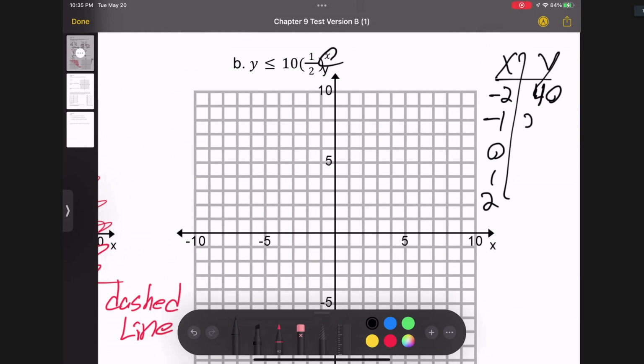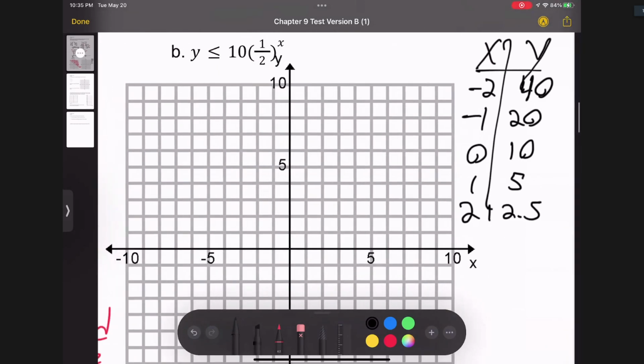If I plug in -1, I'll get 20. Then if I plug in 0, it should be 10, which is the starting value, so that should make sense. If I plug in 1, I should get a 5 right there. This will be 2.5, and there are your 5 points. We can't graph the other points, so we're just going to have to use 3 points. It's not going to be 100% accurate, but it's going to be something along the lines like this. I'm going to color code it blue.